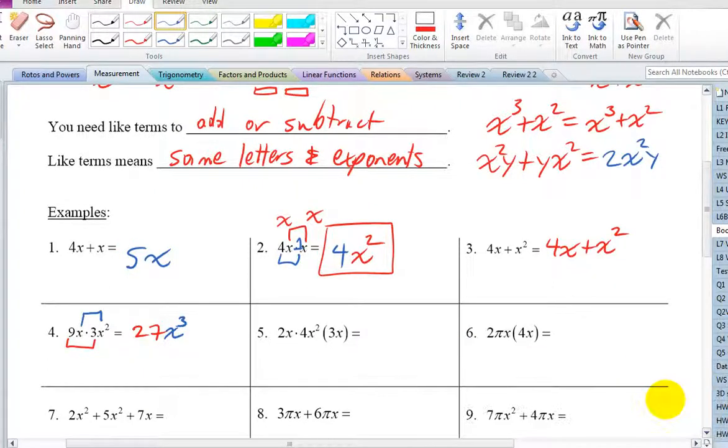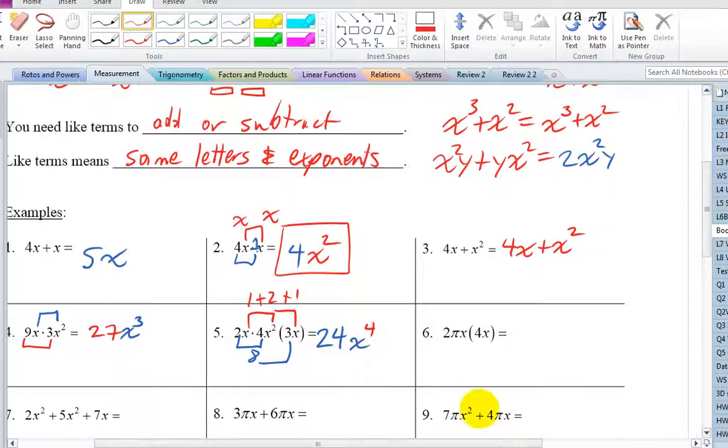Okay, so here we're going to go 2 times 4 is 8. And then 8 times 3 is 24. And what do our x change to? Multiply them, so add the exponents. 1 plus 2 plus 1. x to the 4th.